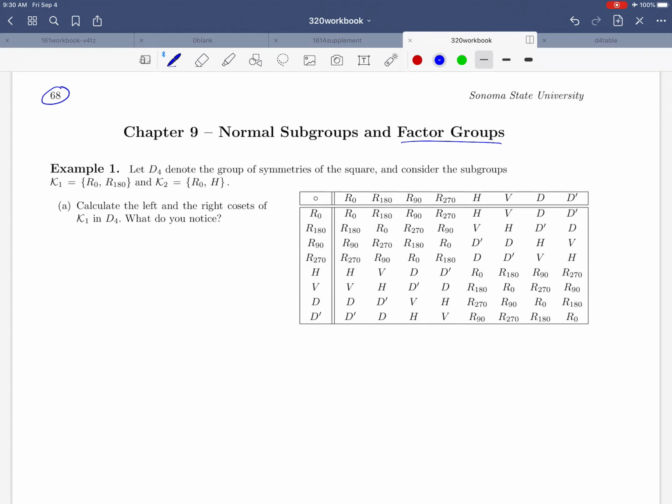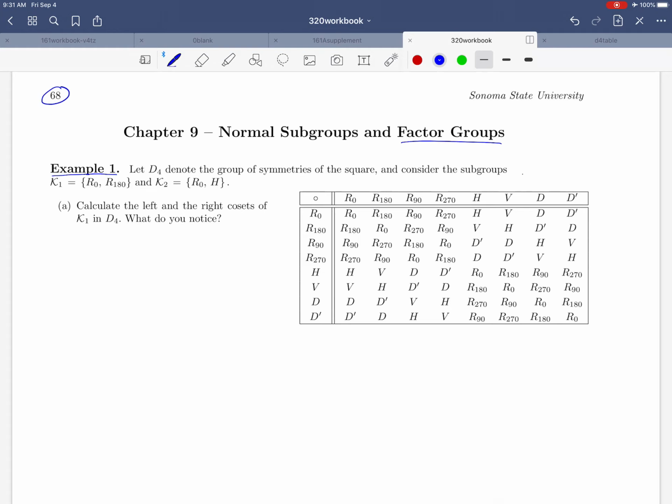I think the best way just to introduce ourselves to this topic is to start off with an example. We're going to look at example 1 together here, and this is going to be kind of an exploration, an opportunity to get to know factor groups here. So let's read this example together. Let D4 denote the group of symmetries of the square, and consider the subgroups K1 equals R0 and R180, and K2 equals R0 and H.